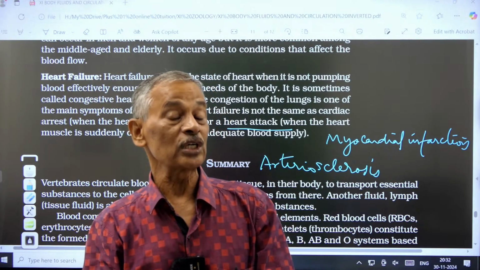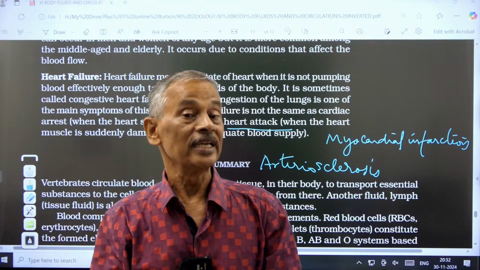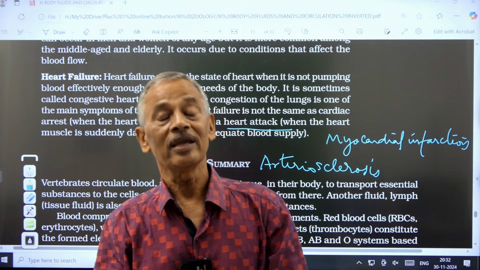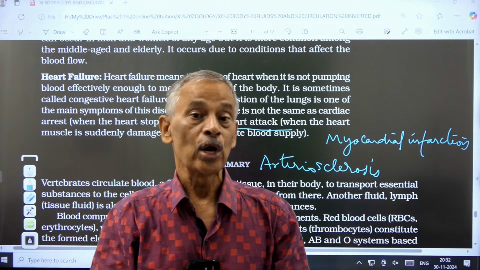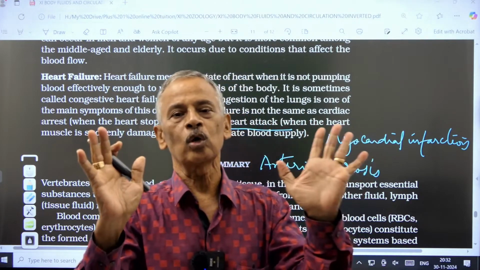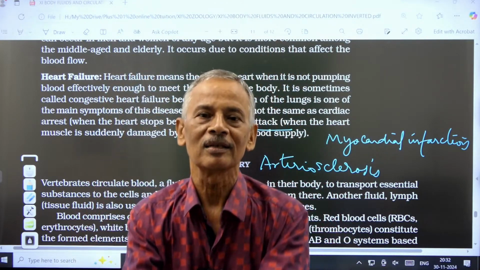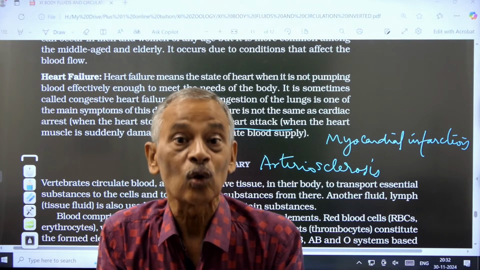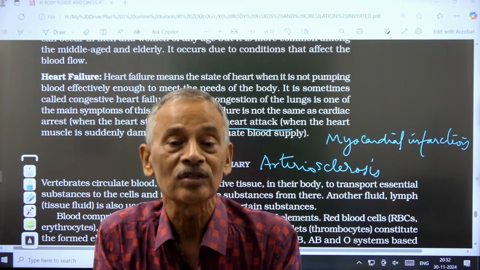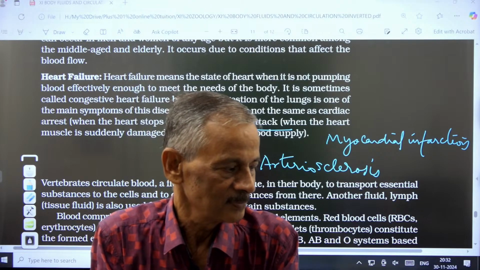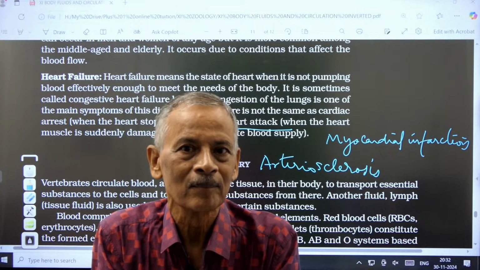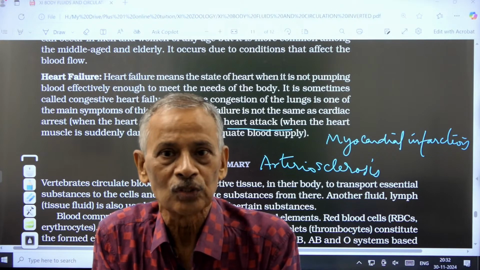So, arteriosclerosis can cause increased pressure. It may cause an increased pressure during systole, but diastolic pressure should be normal. So, arteriosclerosis is not atherosclerosis. Both are different. Is that clear? Any doubt?